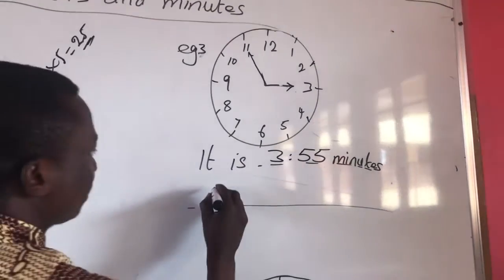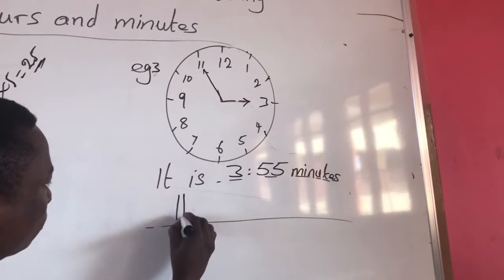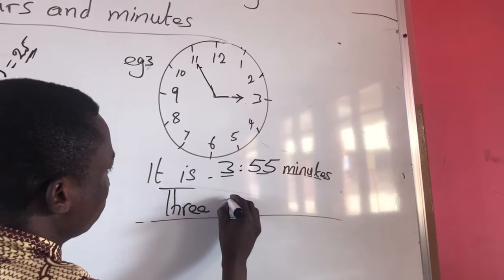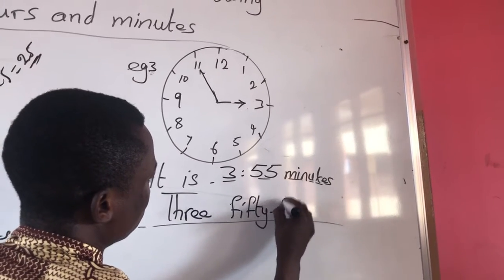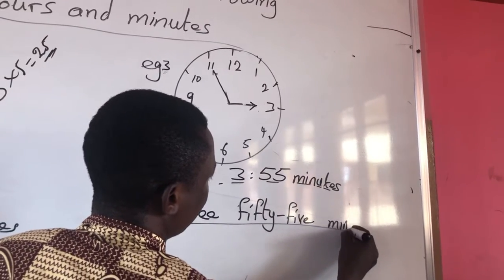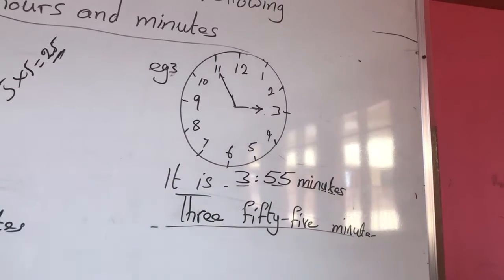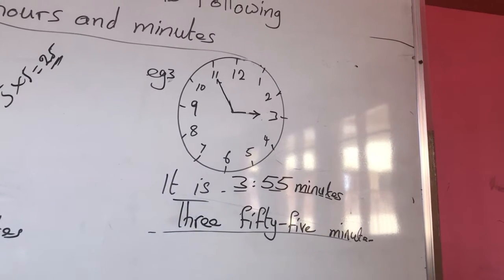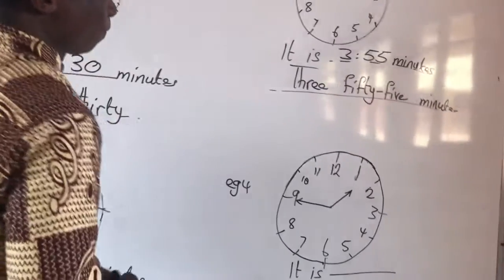Now, quickly write this. 3:55. 3 o'clock 55 minutes. All right, let's look at the last example, which is example 4.